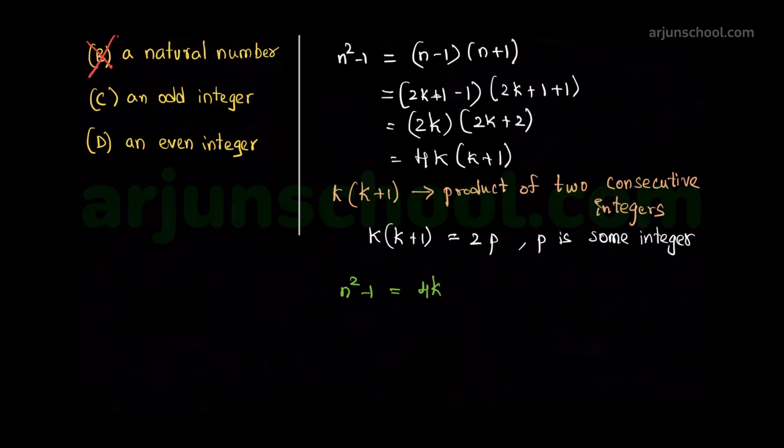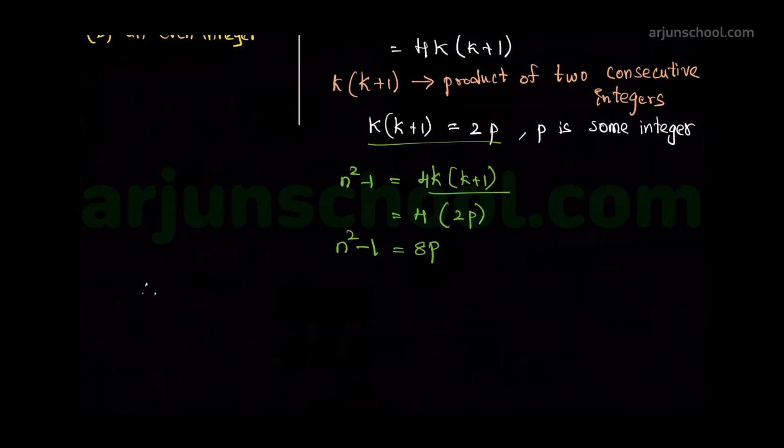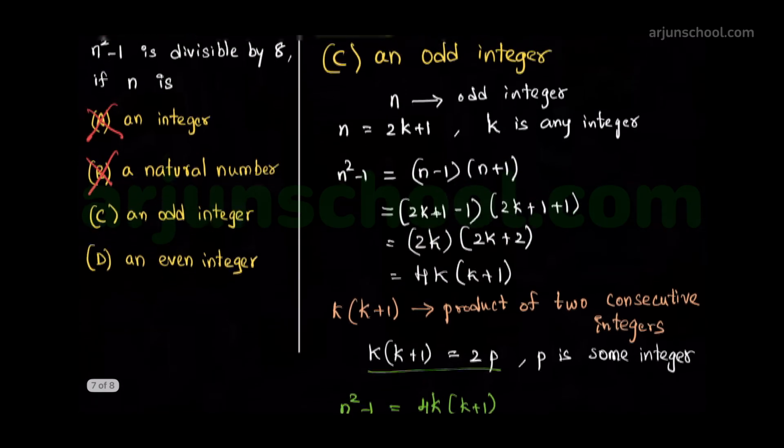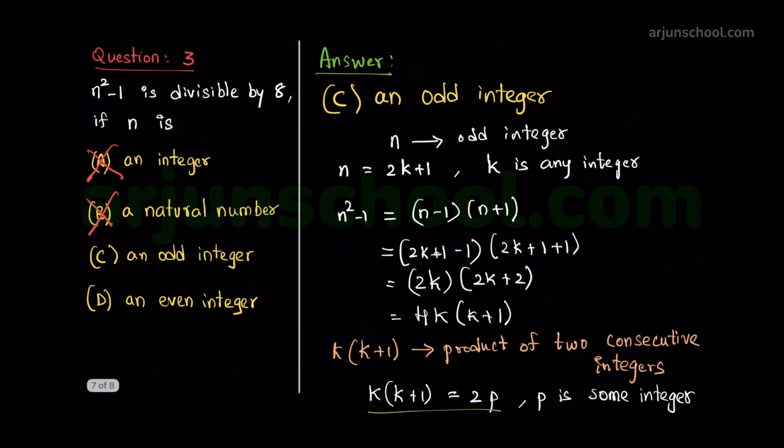Therefore, n square minus 1, which is equal to 4 into k times k plus 1, can be written as 4 into 2p. Therefore, n square minus 1 is equal to 8p. If n is an odd integer, then n square minus 1 is divisible by 8. So, n square minus 1 is divisible by 8 when n is odd. Therefore, option C is the right answer.